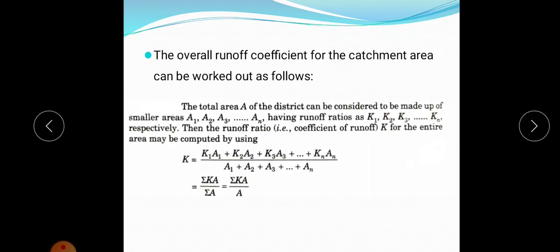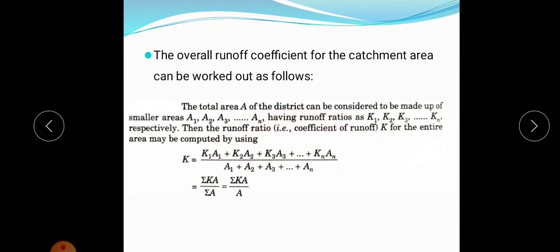Next, we can discuss the overall runoff coefficient for the catchment area. The total area A of the catchment, the district, can be considered to be made up of smaller areas A1, A2, A3 up to AN, having runoff coefficients K1, K2, K3 up to KN respectively. If the entire area is divided into small areas and each area has a different runoff coefficient, we can calculate the effective runoff coefficient for the entire area by using this equation.